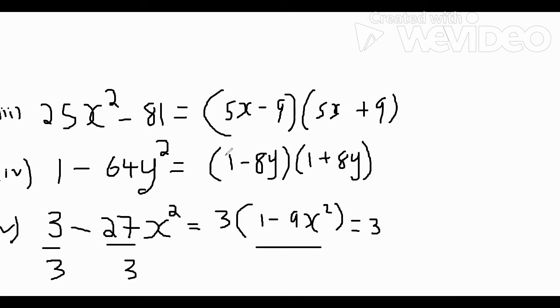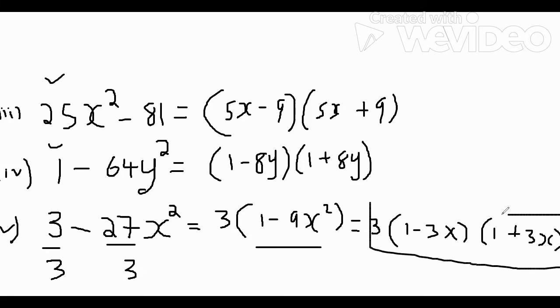In other words, you're going to do it like you do this one up here. Because 1 is a square number, you're going to get 1 subtract 3x times 1 plus 3x. All right, so that's the answer. Very good.